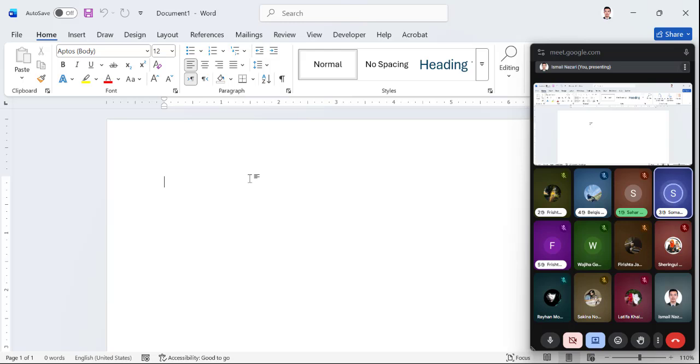Coherence in writing means that the sentences in a paragraph are logically connected. Excellent. So, we'll hear Miss Bilqis on how to bring coherence. That's the next question.